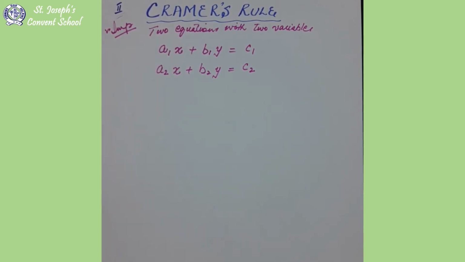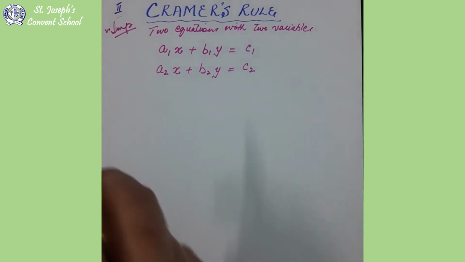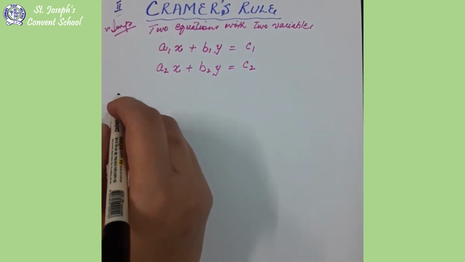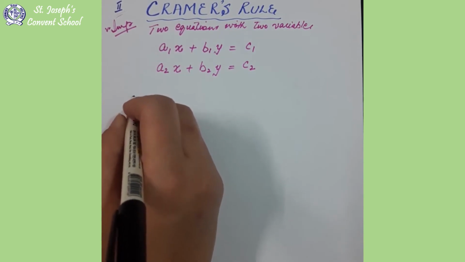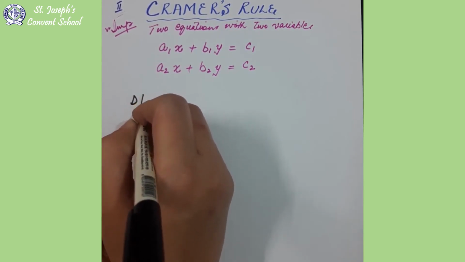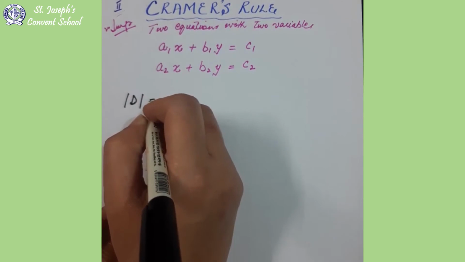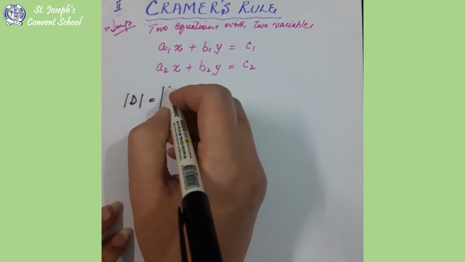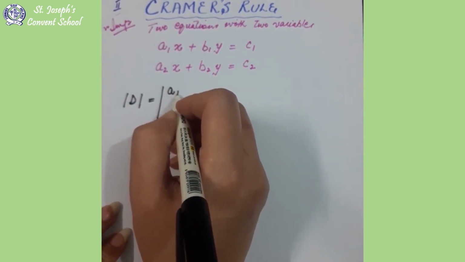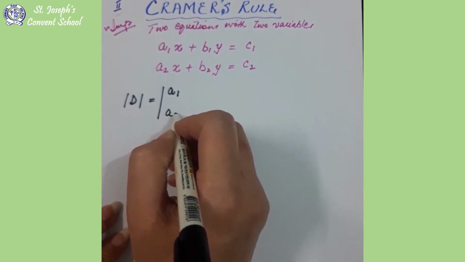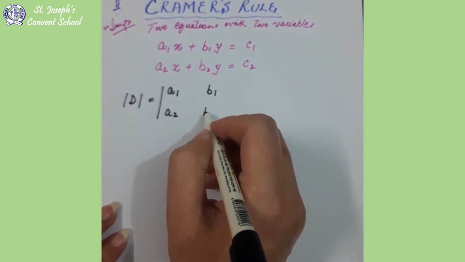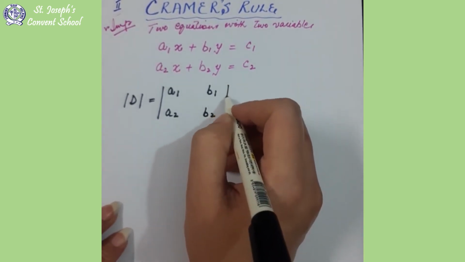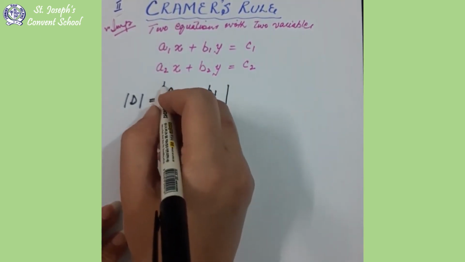Okay, same way we will separate the coefficients of x and y. When we separate the coefficients of x and y, it is known as D. So the determinant D equals: coefficient of x is a1, a2. Coefficient of y is b1, b2. So this determinant is known as D.